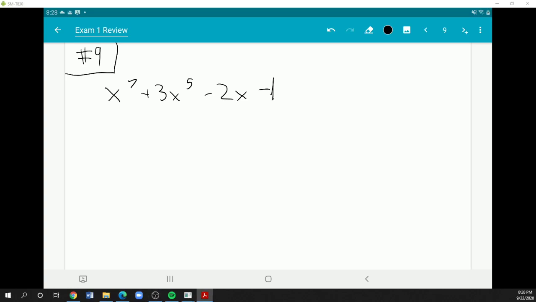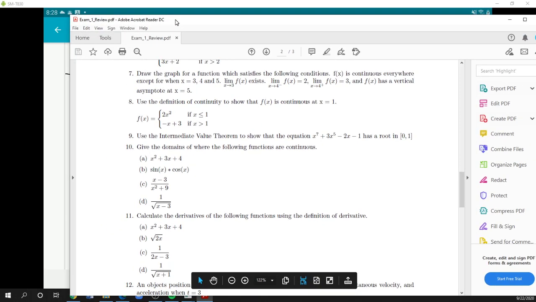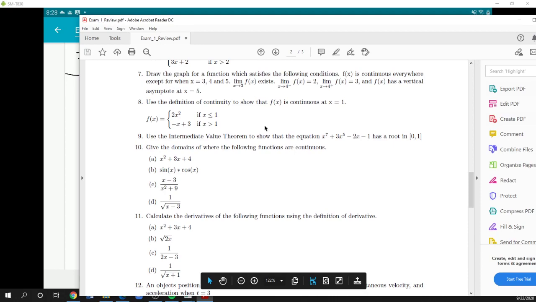Problem number 9. I want to warn you, if you have the original copy of the exam review, it has a -4 instead of a -1. That problem is still doable, but it's significantly harder than I would have intended. So here is something more akin to what you might see on the exam.